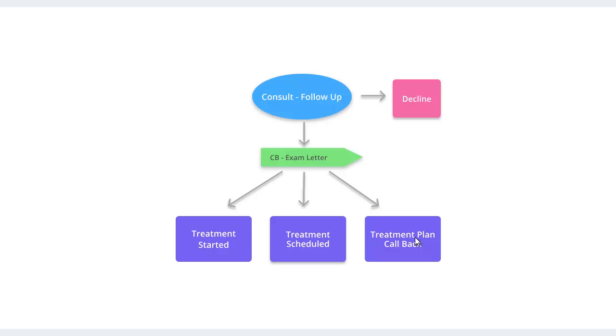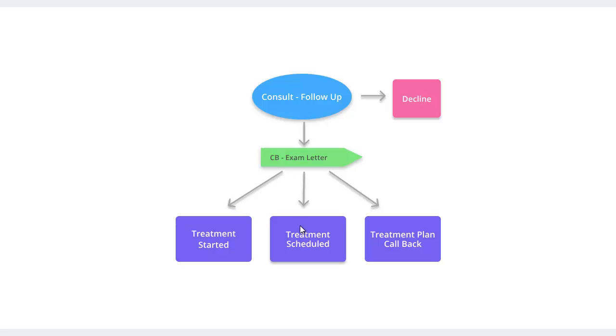And the next option, treatment plan callback. This happens when a patient is not ready or able to schedule treatment at this time or start treatment. They have a treatment plan, but they're just not ready to start for whatever reason, financial, or maybe they need to talk to a spouse. They go into the treatment plan callback bucket where they can be followed up with.